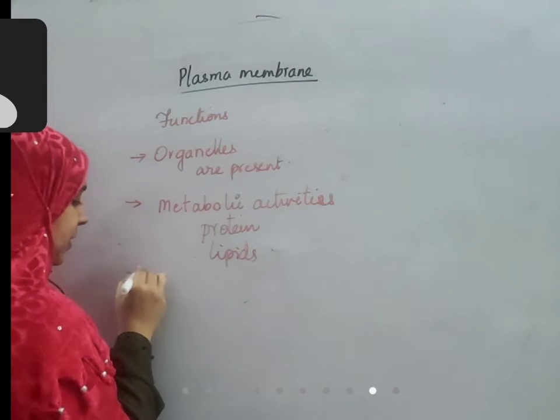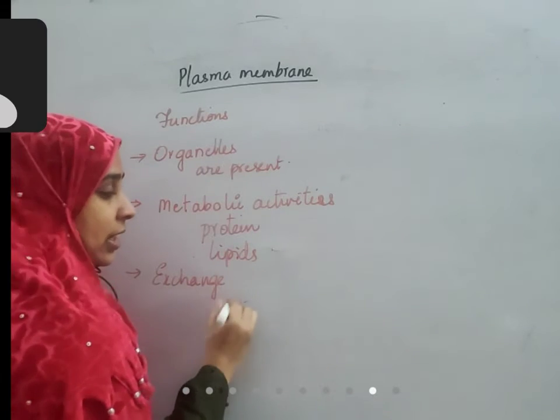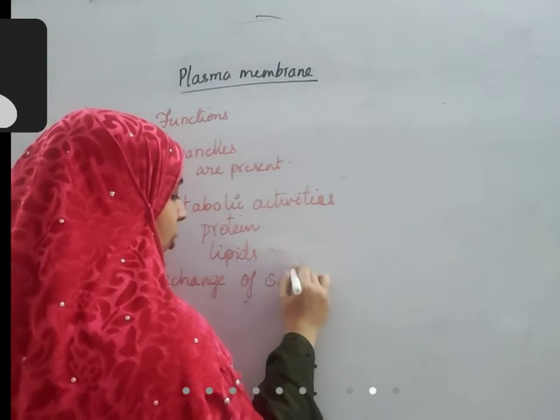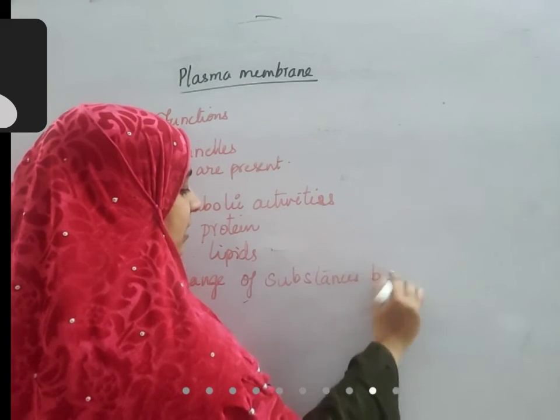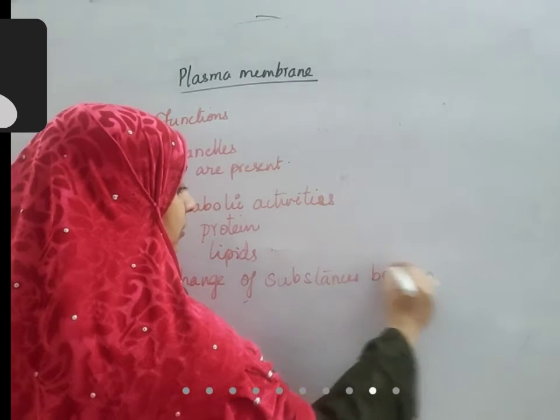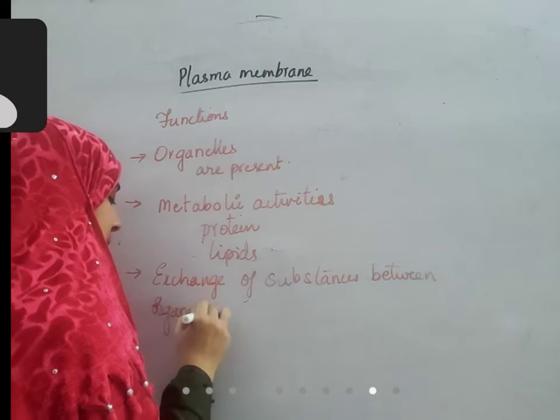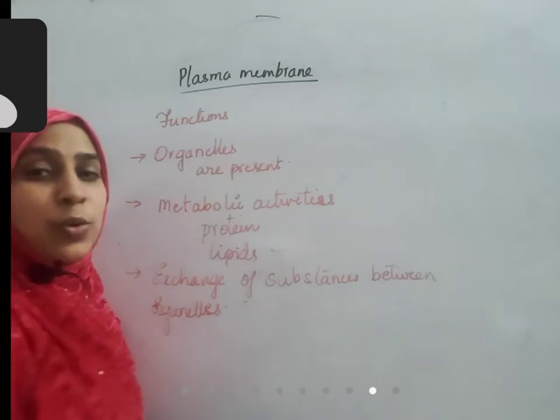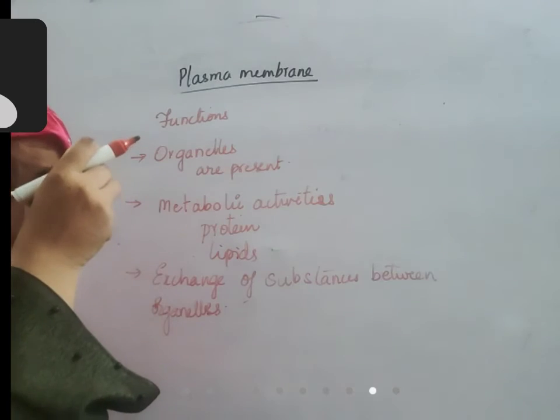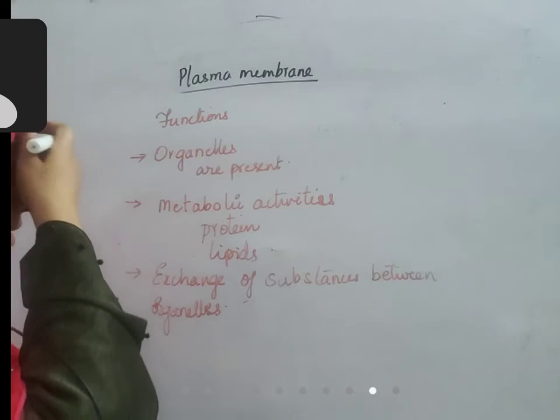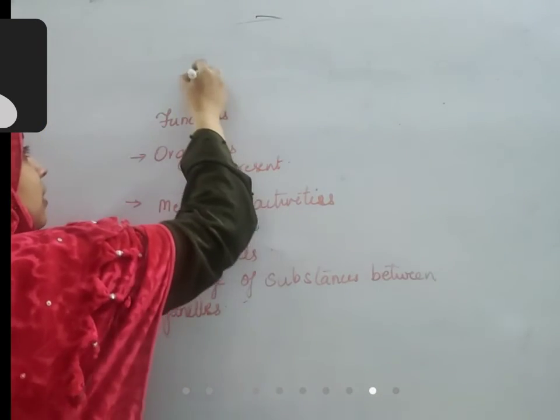Not only that, it helps in exchange of substances from one organelle to another organelle. Exchange of substances between organelles, between nucleus and cytoplasm, between nucleus and the cell membrane, like this transport inside the cell occurs because of this cytoplasm.